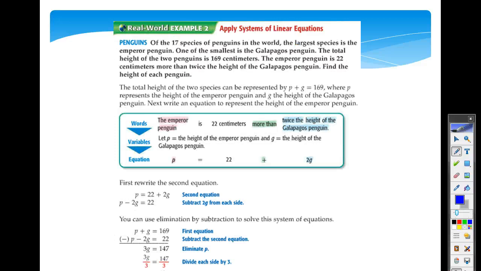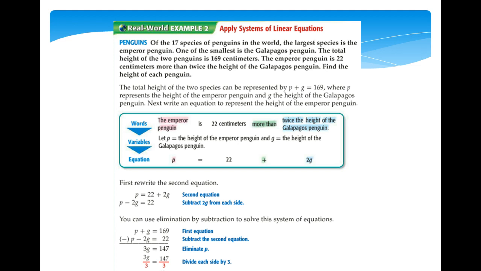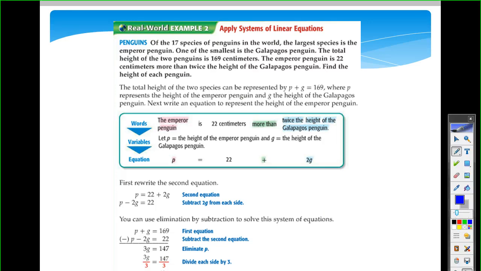Okay. Real world example 2. Alright, let's talk about some penguins here. Of the 17 species of penguins in the world, the largest species is the emperor penguin. One of the smallest is the Galapagos penguin. The total height of the two penguins is 169. The emperor penguin is 22 centimeters more than twice the height of the Galapagos penguin. Find the height of each penguin.